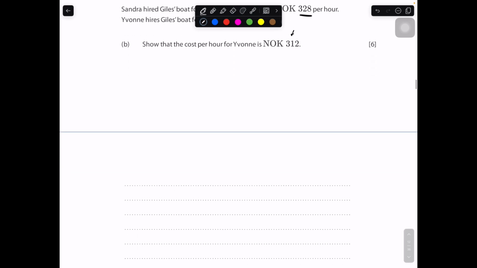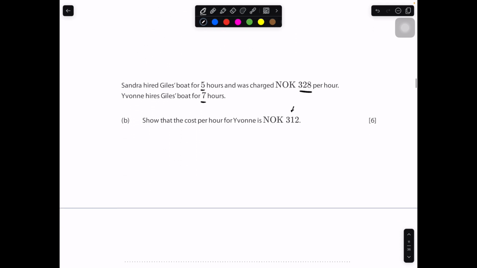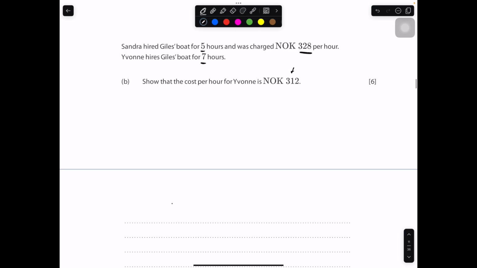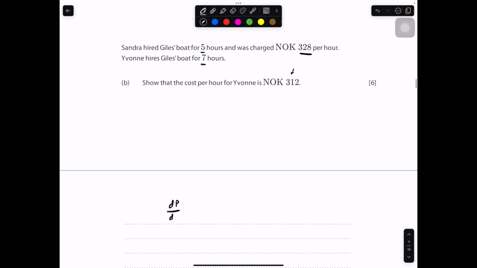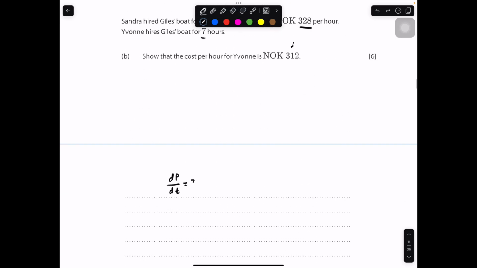And this is actually the third question in a row, so I'm going to blaze through this one. Essentially, we have change in cost over change in time. I think this is given by t, and this is equal to 20 minus 980 over t squared. Essentially what they want us to do is find the cost per hour as a function of time. So again, we want to take the antiderivative.